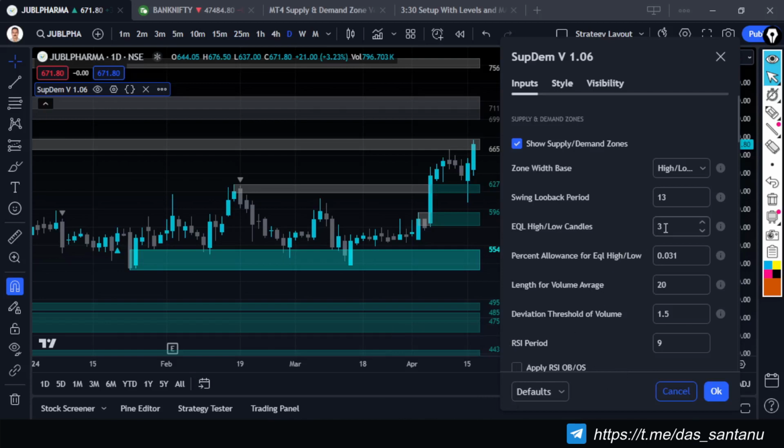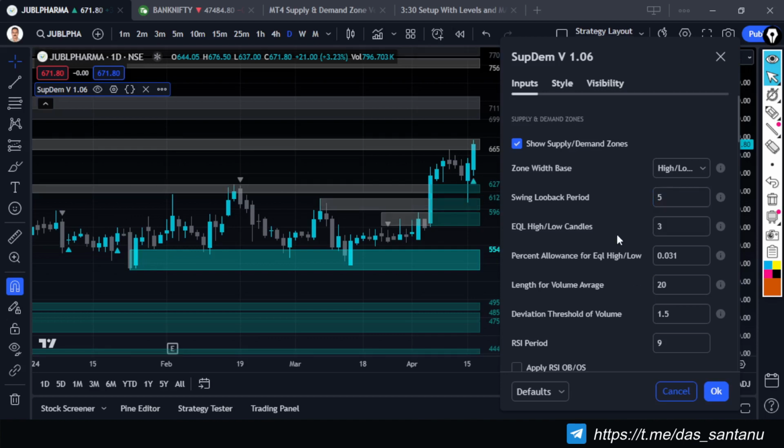Now check the lookback period, which is just below the drop-down menu. The lookback period by default is 13. However, when this lookback period is higher, the zones will be fewer with bigger gaps, and if smaller, the zones will be more. It can be interpreted that if you keep a smaller value for the lookback period, you can aim for small targets, and if you keep the value bigger, you can keep your target bigger.